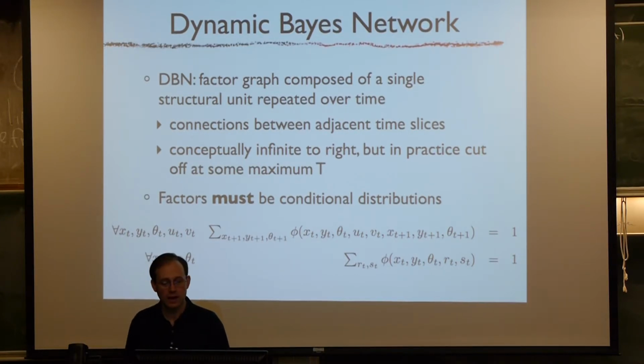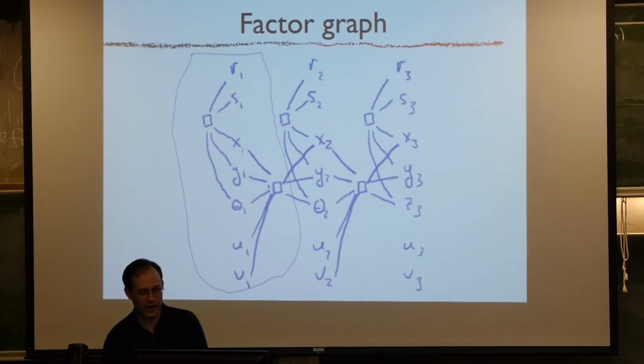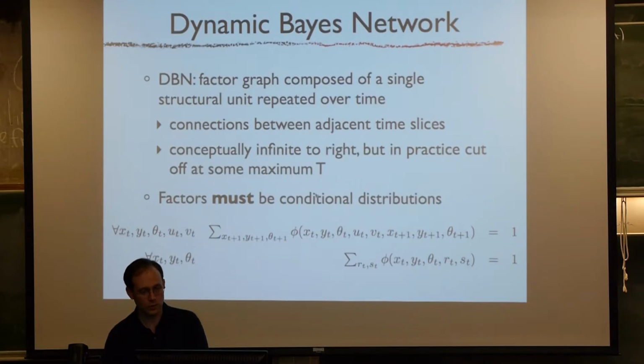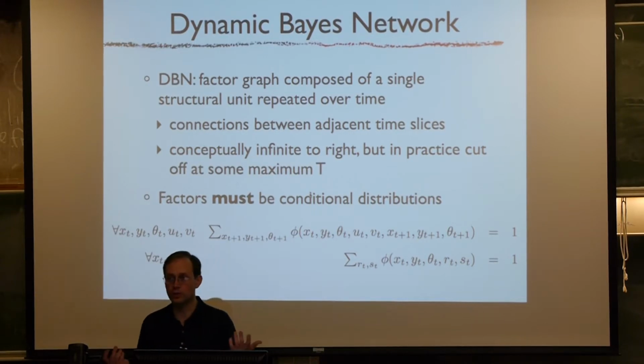And then the factors have to be conditional distributions. In other words, for this factor, it has to sum to 1 over all possible values of x2, y2, theta 2. And what that gives you is what's called a dynamic Bayes network. And you can run all of the things that we talked about a few weeks ago on a dynamic Bayes network. For example, you can run belief propagation to figure out conditional distributions.